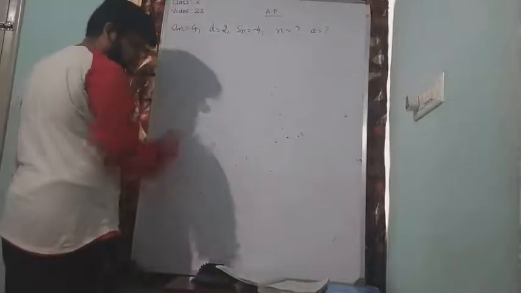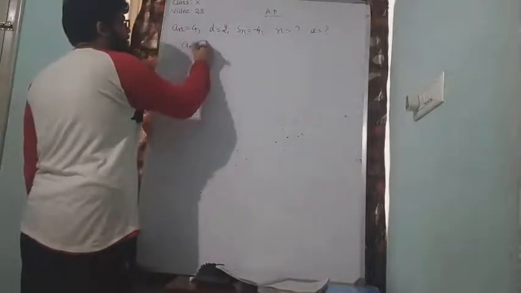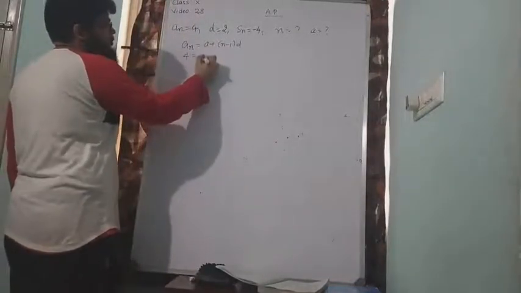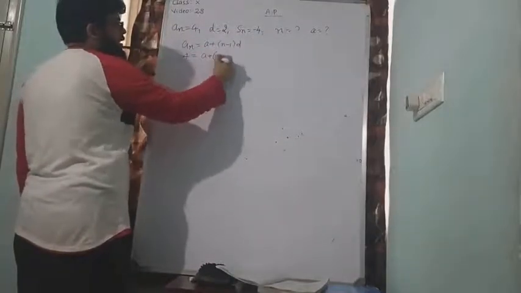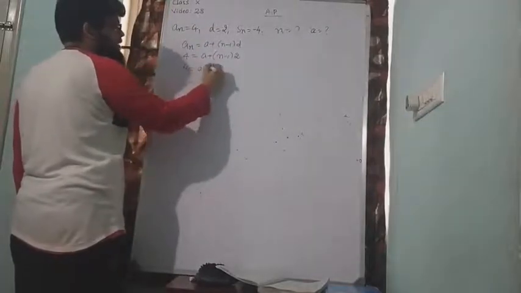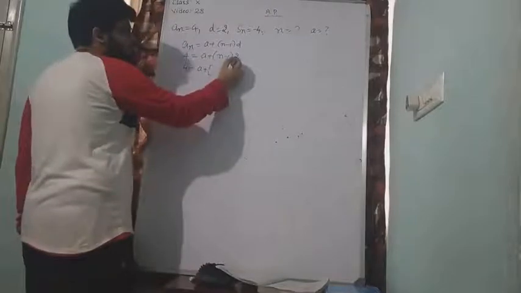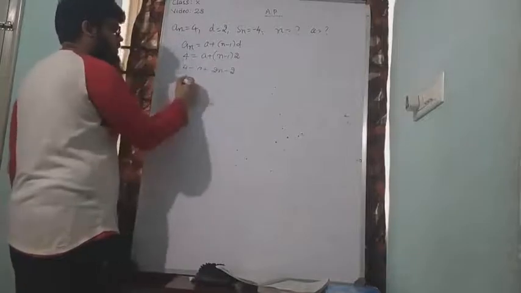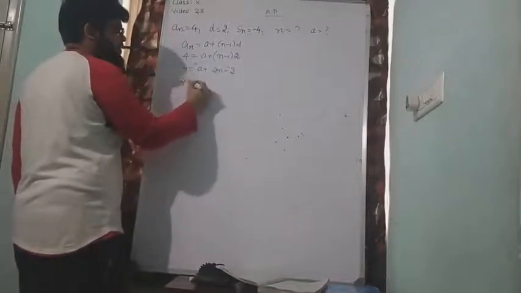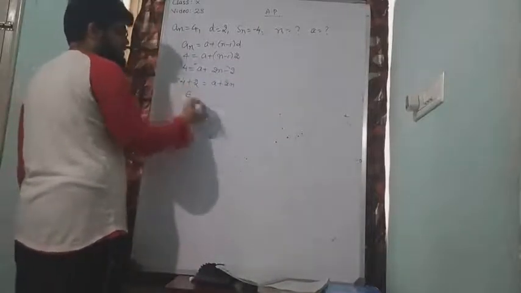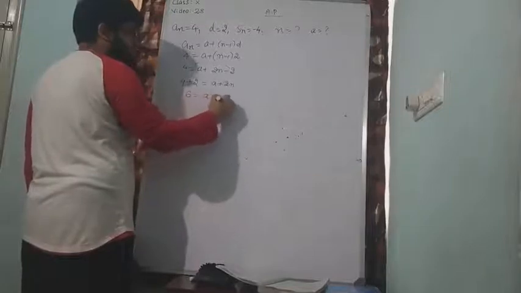Because I have an, I will make use of the an formula: an is equal to a plus n minus 1 into d. The value of an is 4, a we should find out, n we don't know, and d is 2. So 4 is equal to a plus, if you remember the last problem, we can multiply 2 inside the bracket. 2 into n will be 2n, minus 2 ones are 2. Now 4 minus 2, if I shift it, it will become plus 2, is equal to a plus 2n, right? 4 plus 2 is 6, is equal to a plus 2n.